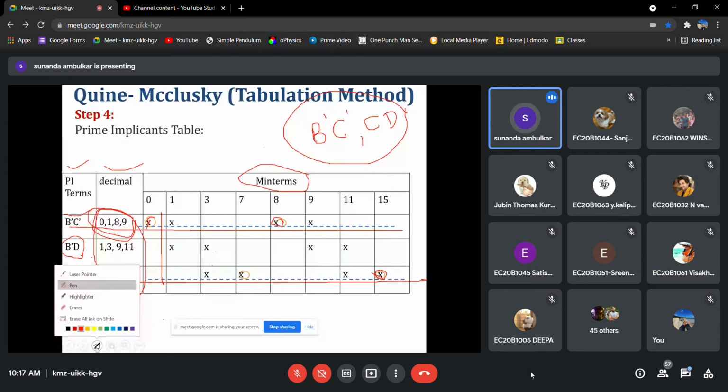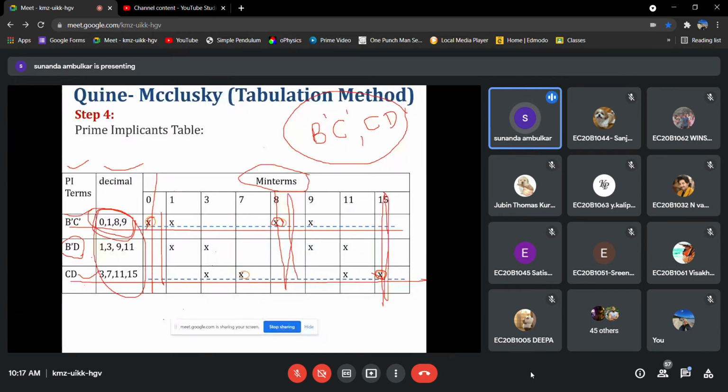For this, delete these, because we have already checked them. Now again follow the same step: which min terms belong to only one prime implicant, because only one prime implicant is remaining here. From this rule, we can say that B dash D should also be part of the essential prime implicants.